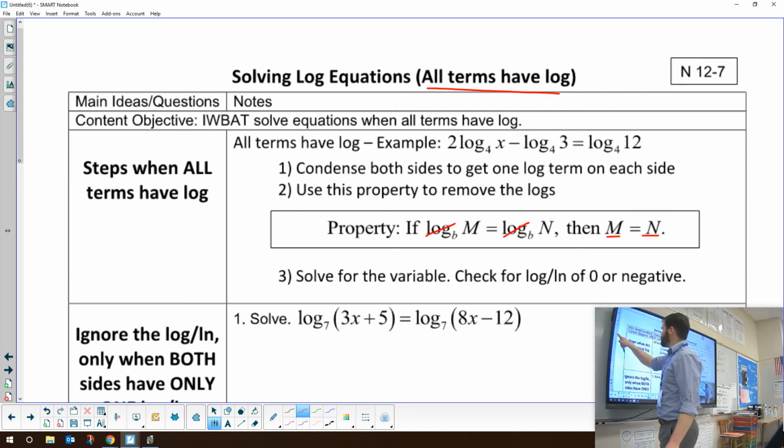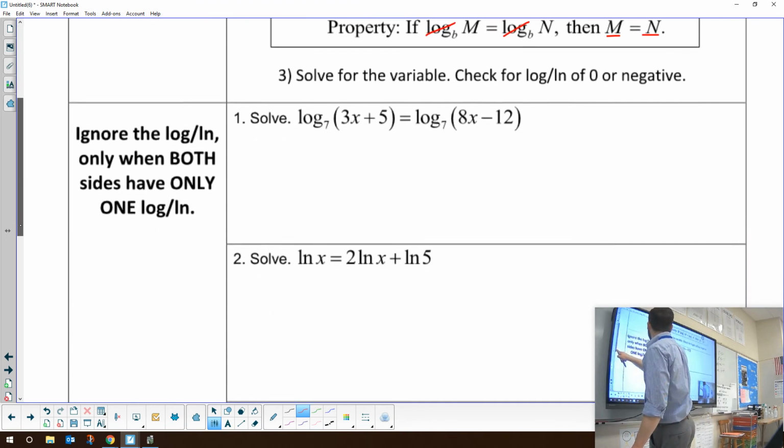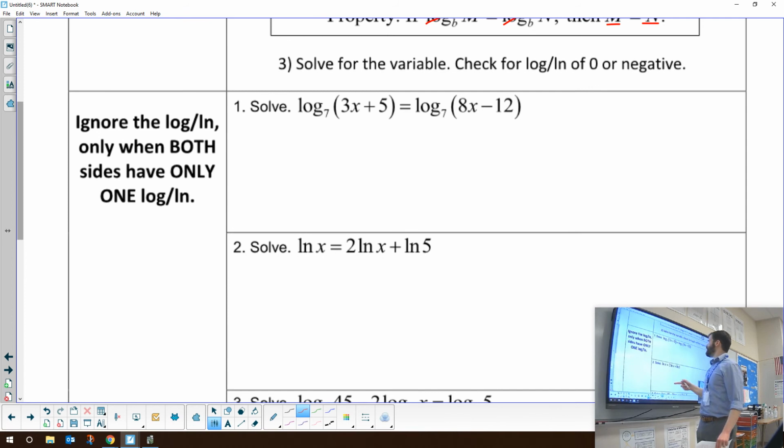For instance here, on number 1, we have log base 7 of 3x plus 5 and log base 7 of 8x minus 12. I have one log on this side, one log on this side, so we can just cancel those logarithms out, and we just have 3x plus 5 equals 8x minus 12. Once we're at this point, it's pretty easy. We can just solve for x.